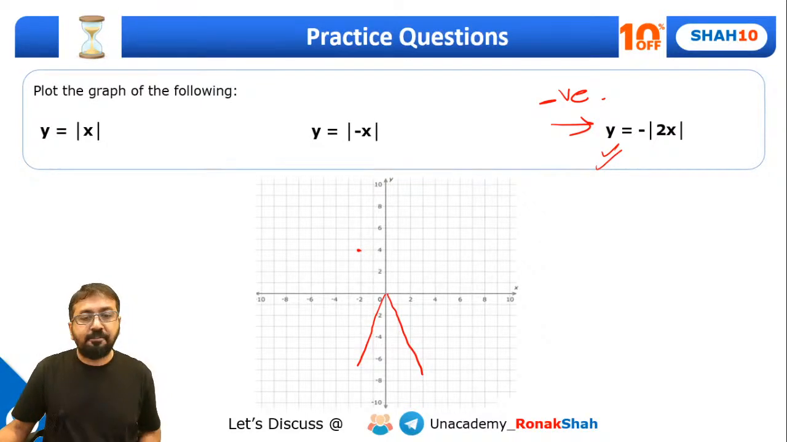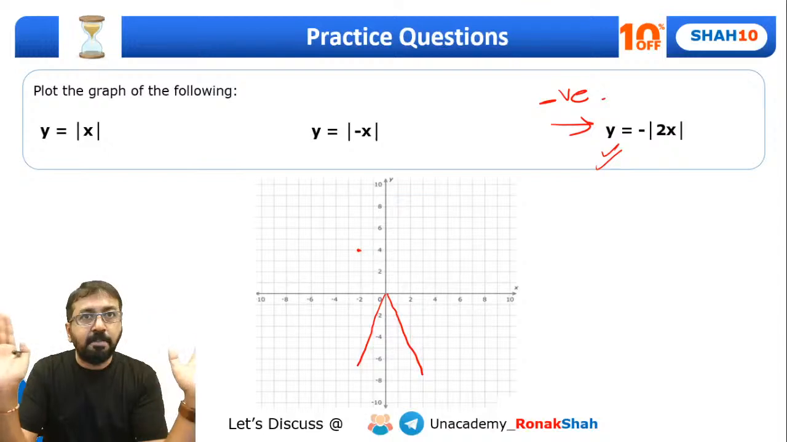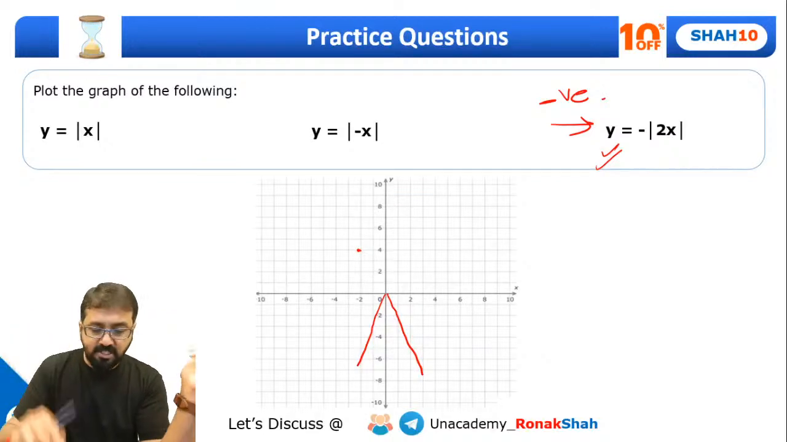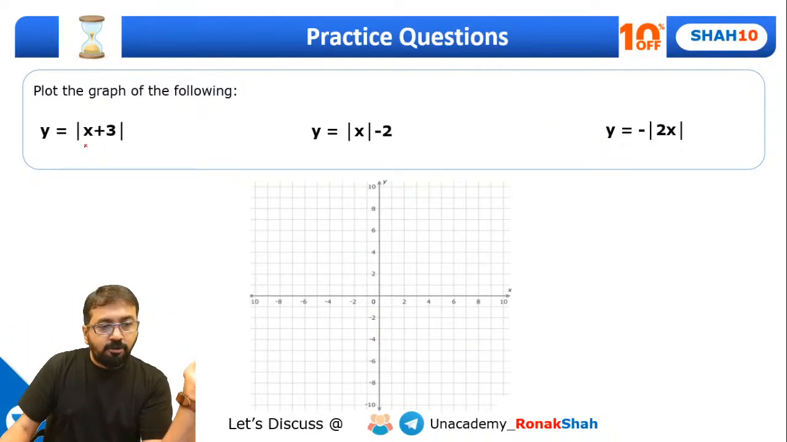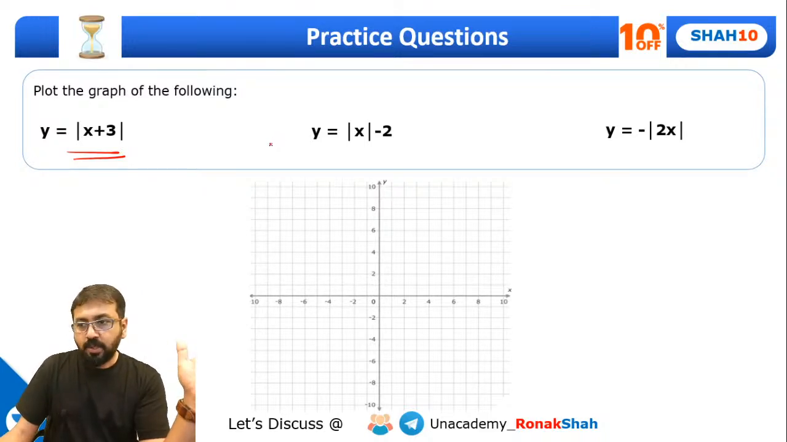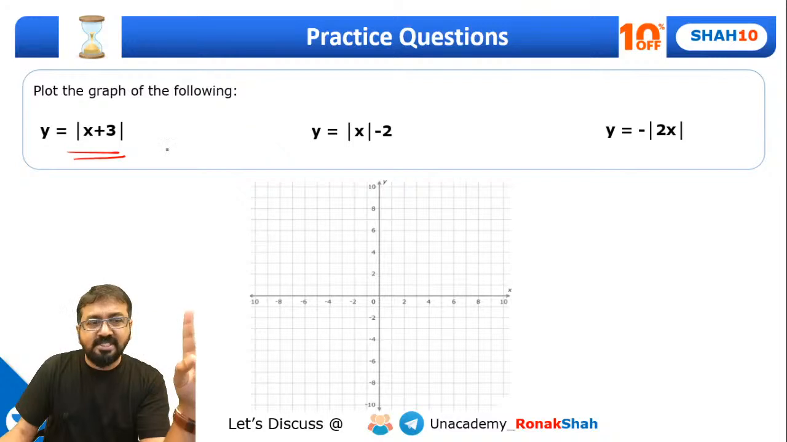Yes, everyone, have you understood this? It's a simple point. Okay, let's take a few more questions so that things become clear. What will be the graph of y equal to mod of x plus 3? Please try to draw this graph in your notebook. Now try to understand for which value of x will y be 0.